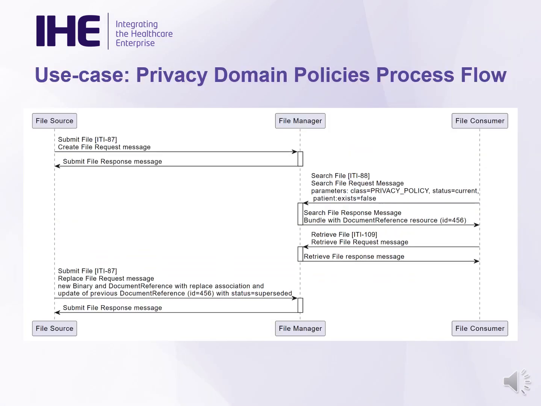Here, there is an example of use case about privacy domain policies. As shown in the process flow, the file source submits a file to the file manager. The file consumer searches files with a specific class and status, in the example, class is privacy policy and status is current, and receives from the file manager the bundle that contains document reference resources.